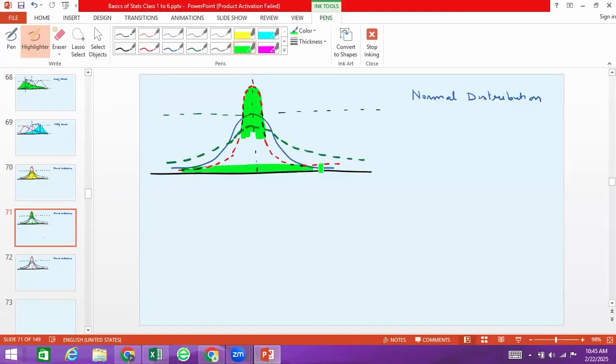How do you decide what the peak should be? Yeah, we have a formula for that. I'll tell you the formula later. So when the peak is more than what it should be, it will be called leptokurtic.